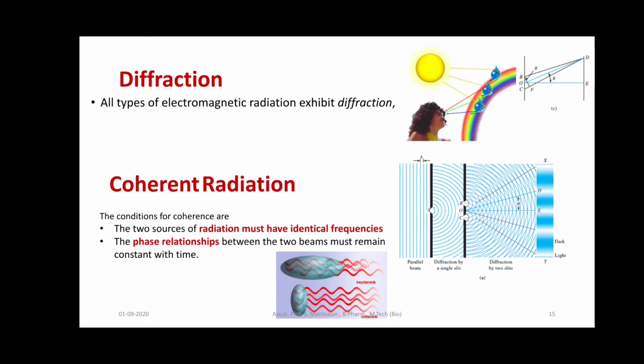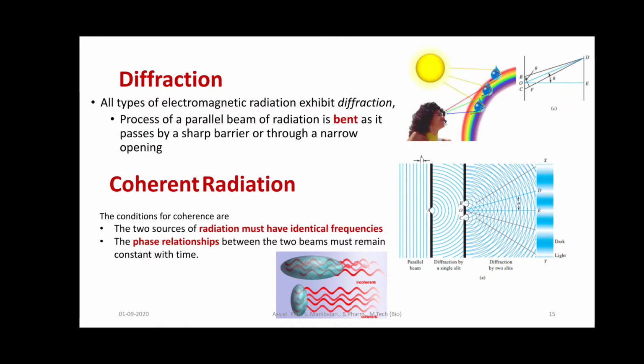Okay, diffraction. This is the basic principle of sunlight, where we can see the rainbow, right? All types of EMR exhibit diffraction. What is it? If you look at the picture of sunlight, some water droplets have deflected the path, right? That is the obstacle to the light passage.